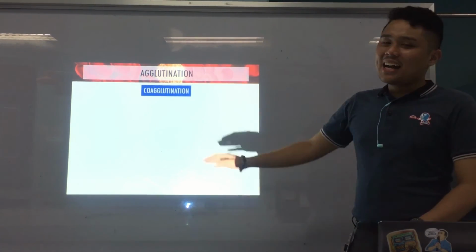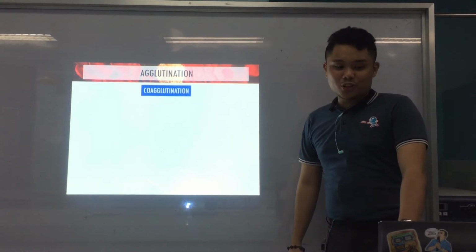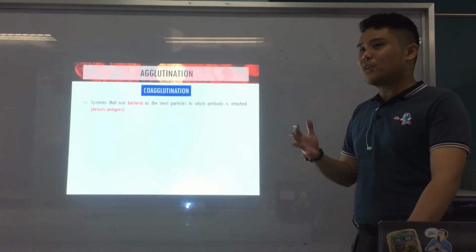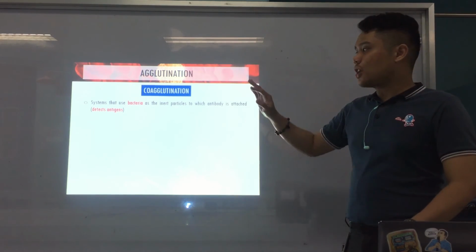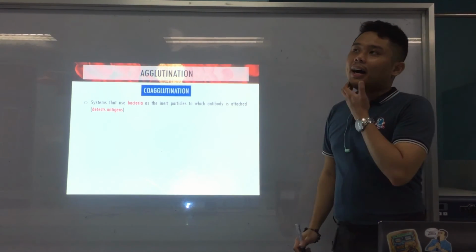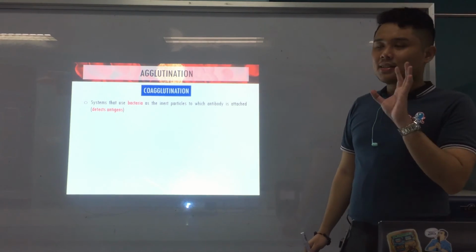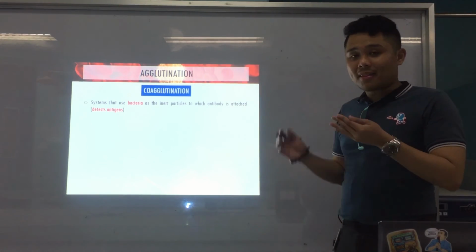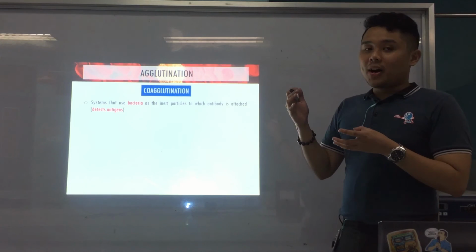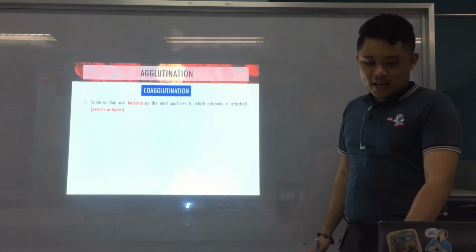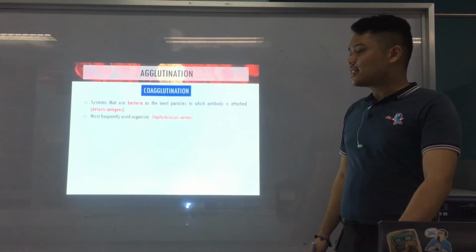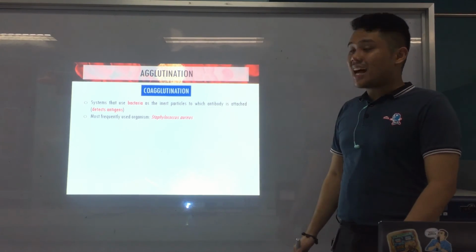Okay, alright. Next, another type is coagglutination. So, by the name itself, coagglutination, ang difference lang is, instead of latex particles na imong gamiton, what you use are bacteria. It's like a reverse passive type na antibody imuhang gamiton, ang imuhang ibutang sa surface. But instead of latex particles, you use bacteria. Alright? So, again, it detects antigens, and ang most frequently used organism is Staphylococcus aureus.